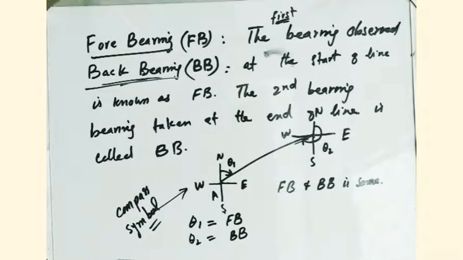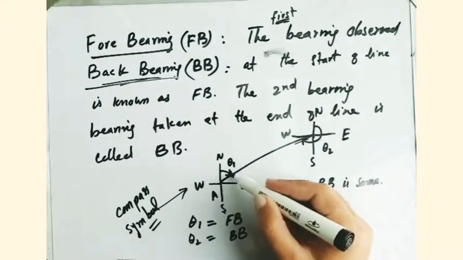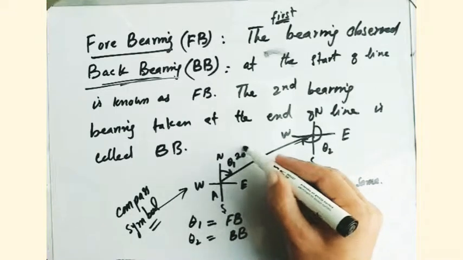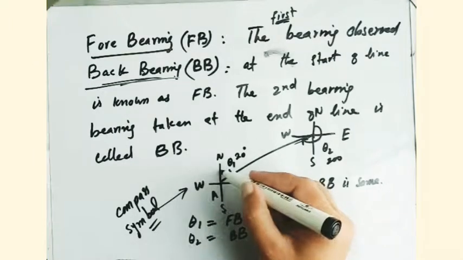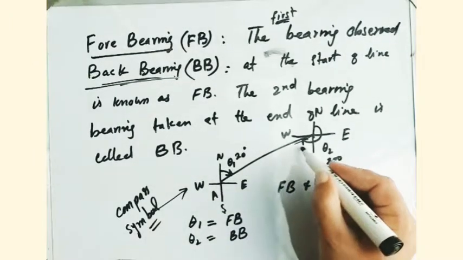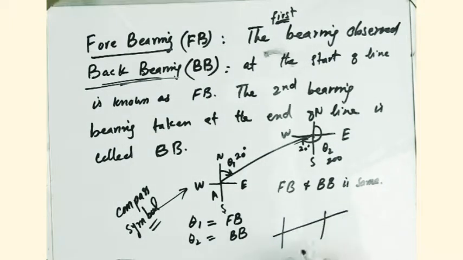Direction. For example, if theta 1 is 20 degree, what will be the back bearing? Back bearing will be 200. Why? Look at this position: this is 20 degree, so this is also 20 degree, because when lines intersect, this is a geometrical principle that if here is theta 1, here will also be theta 1.